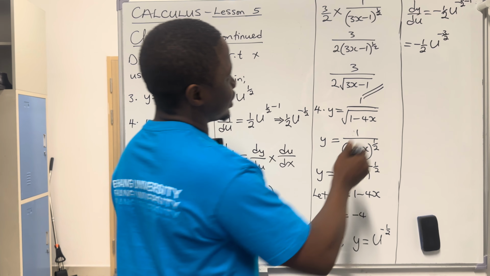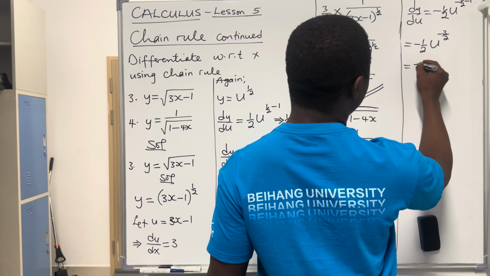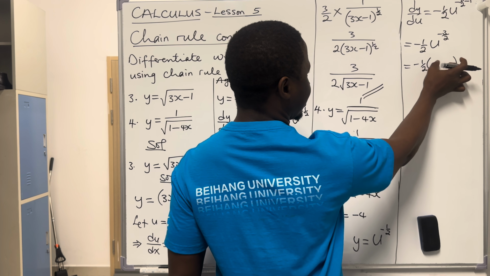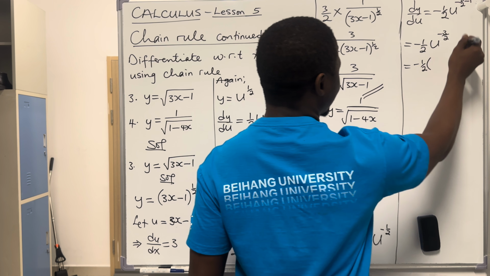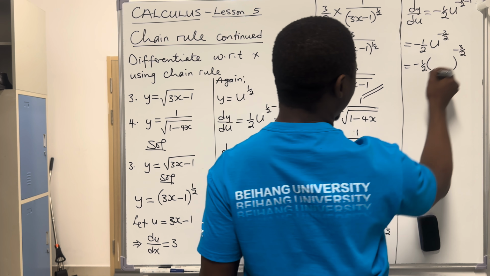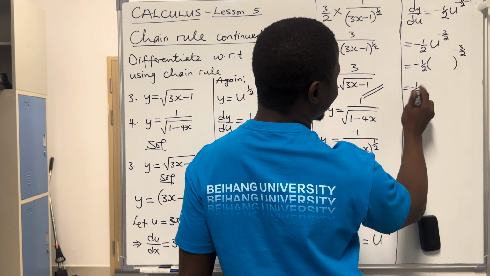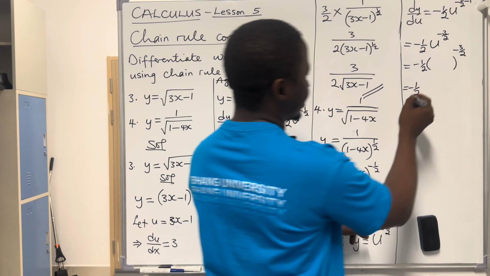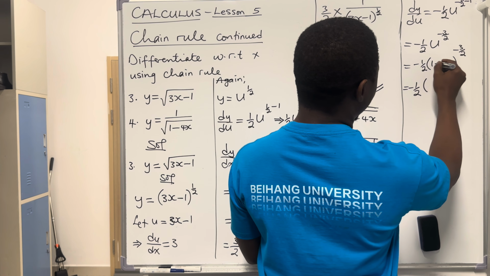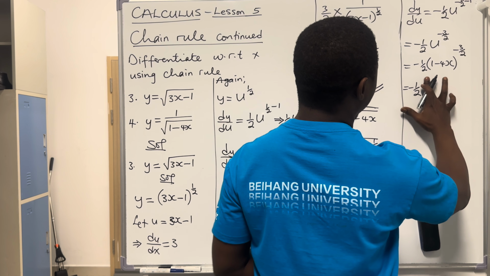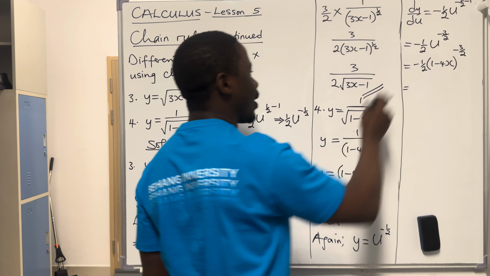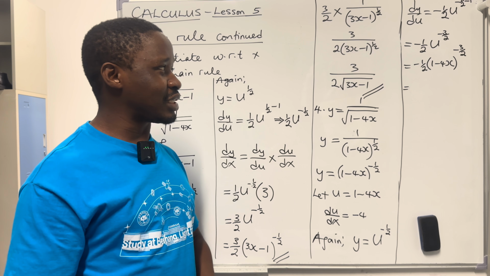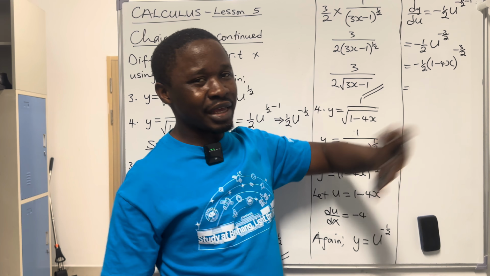So what is next? We say minus half. This u, we reserve this one for u. So minus 3 over 2. So minus half. What is u equal to? U is 1 minus 4x. Okay. So this step here, you leave it like that, it is correct. It depends what the teacher used to tell you. This step here, it is correct.